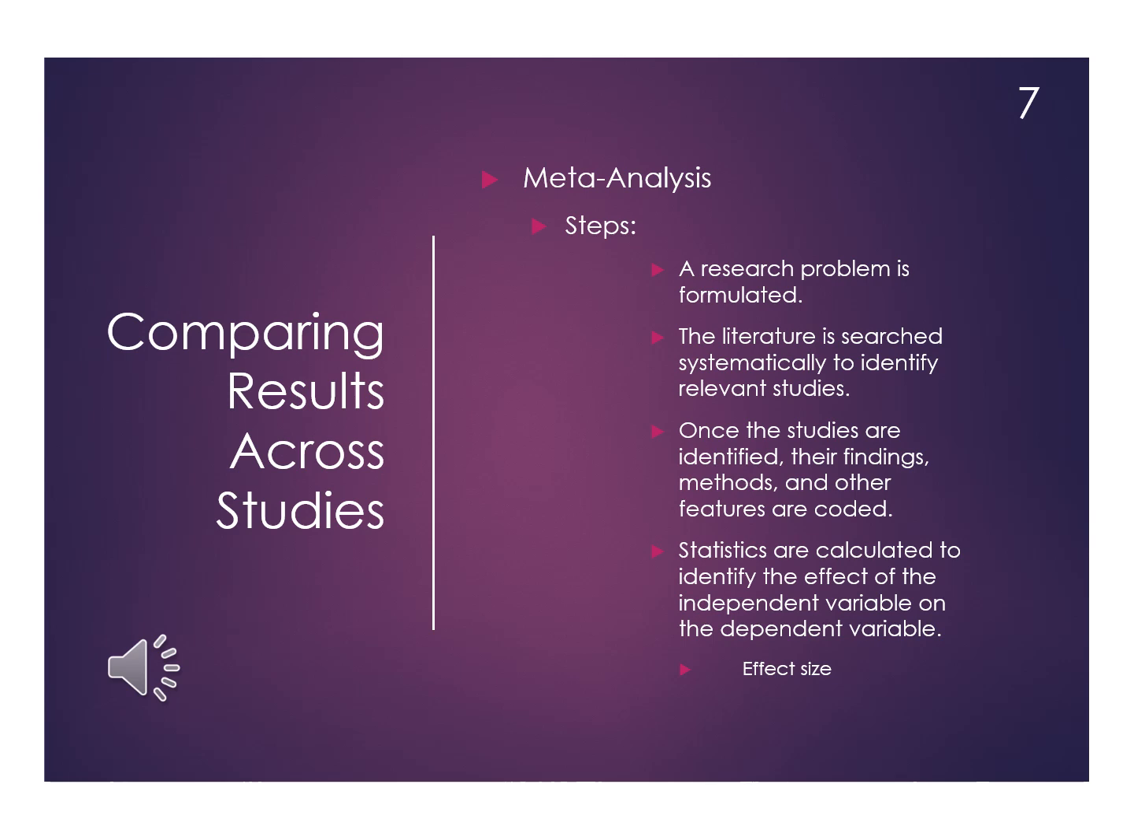So this all leads up to our meta-analysis steps, right? So first we have to formulate the problem. The literature is searched systematically to identify relevant studies. And then once we find these, we can identify their findings, methods, and other features that are coded. And then we look at their effect size. So the effect size is a standard measure of association. Often the difference between the mean of the experimental group and the mean of the control group on the dependent variable, which is adjusted for the average variability in the two groups.